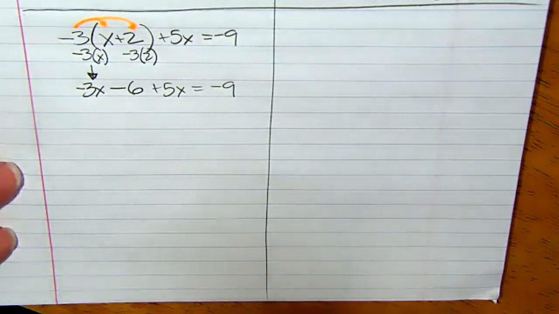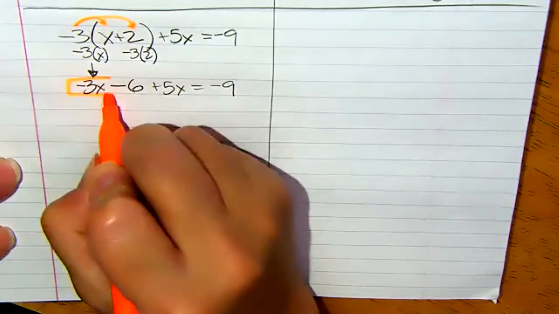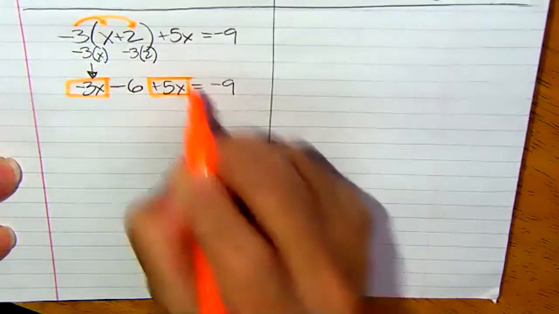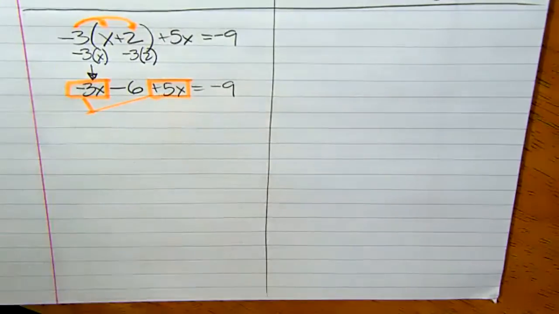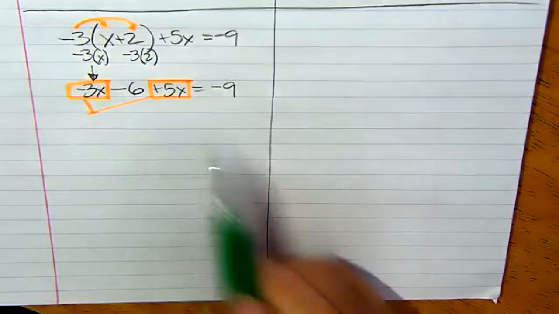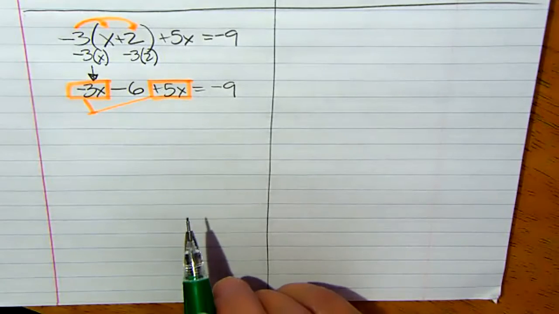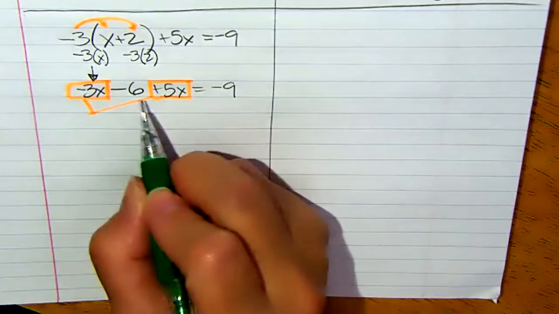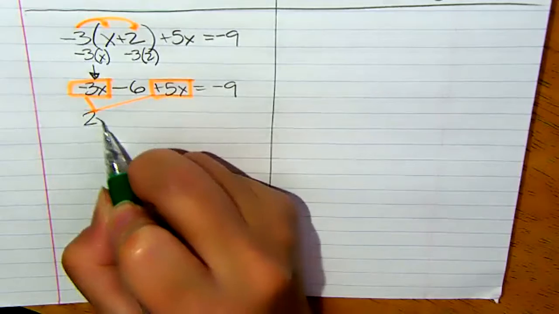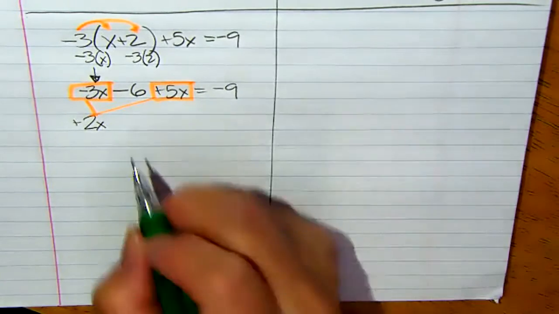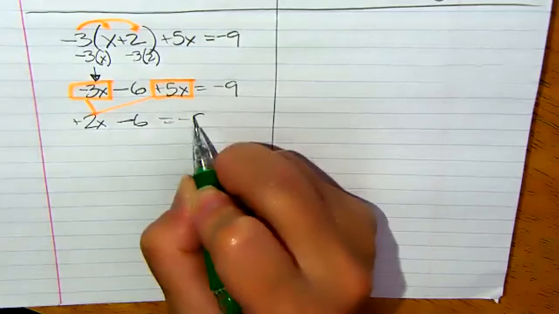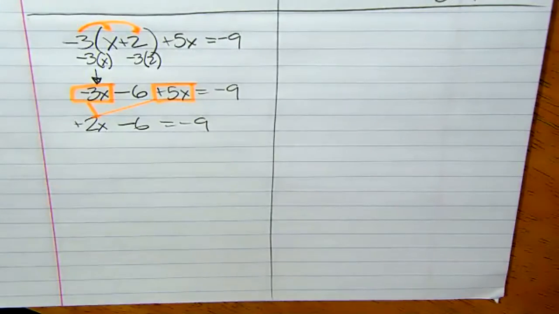Now I need to combine like terms. So I have -3x and positive 5x. I'm going to subtract, and I am left with positive 2x. Everything else comes down.